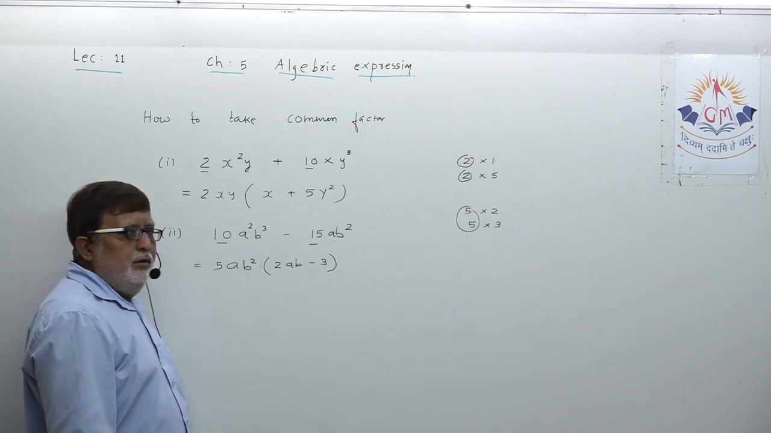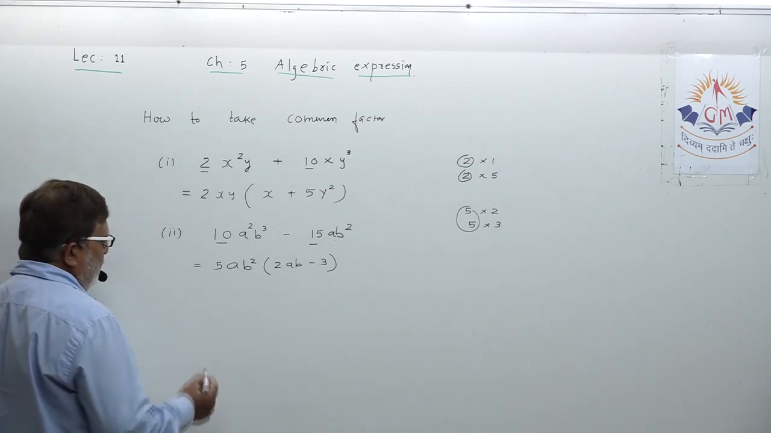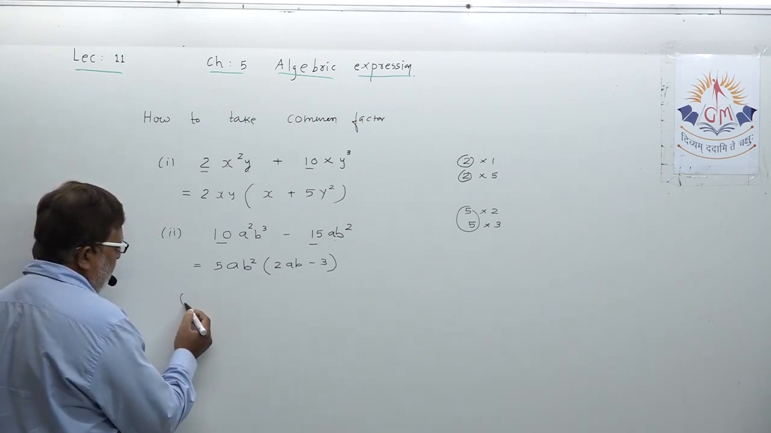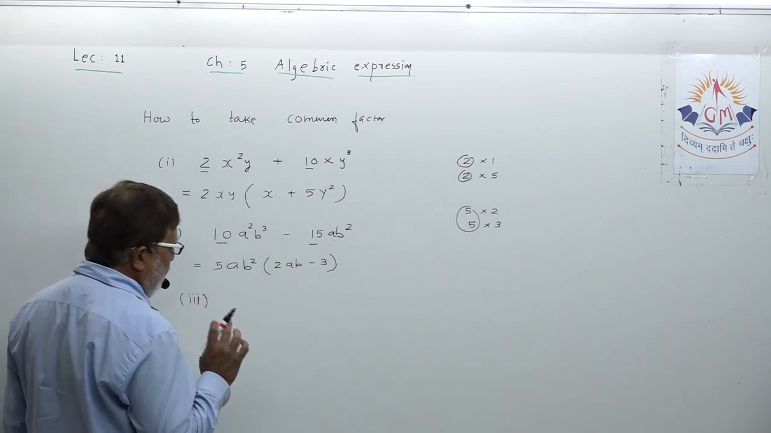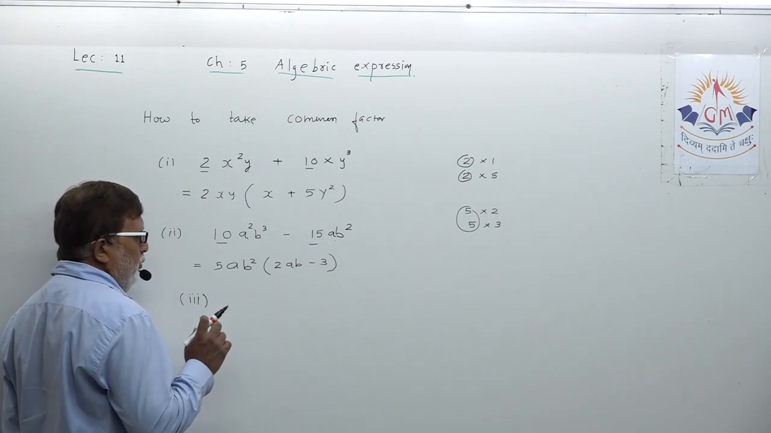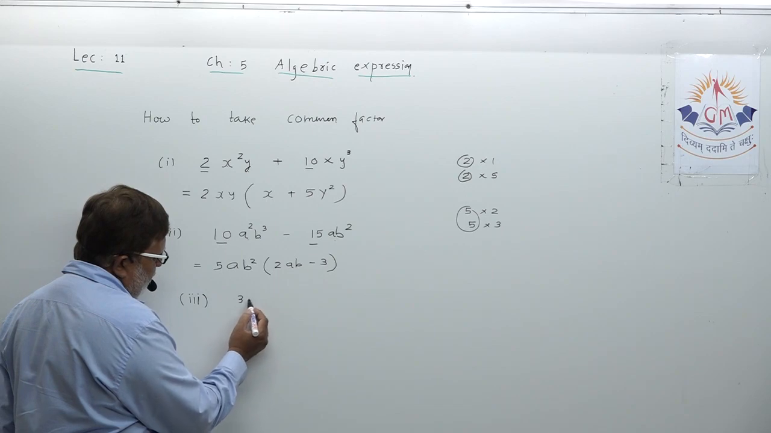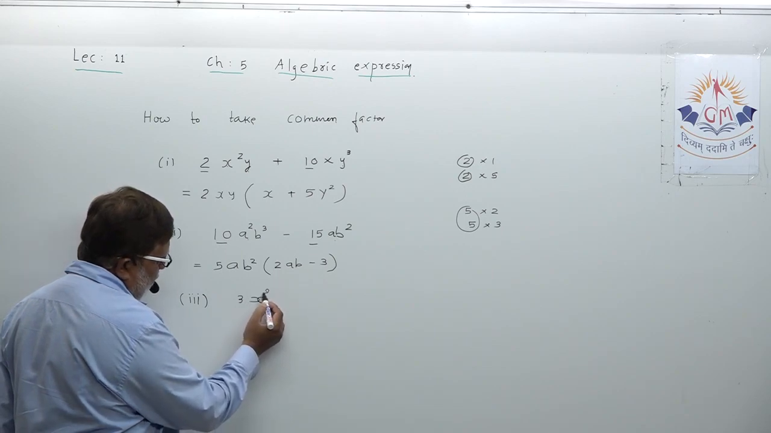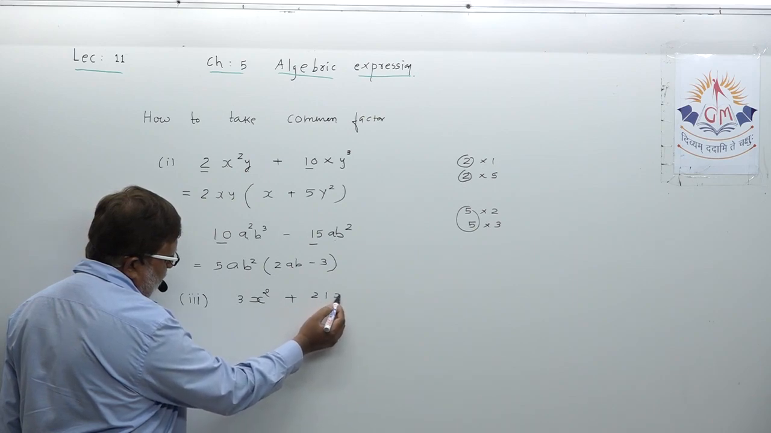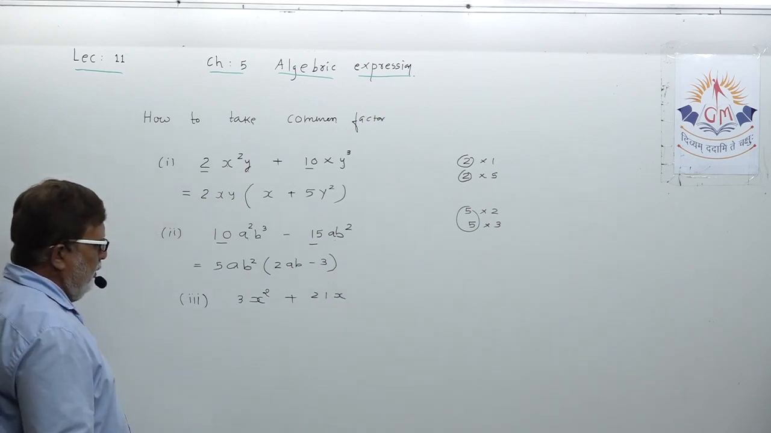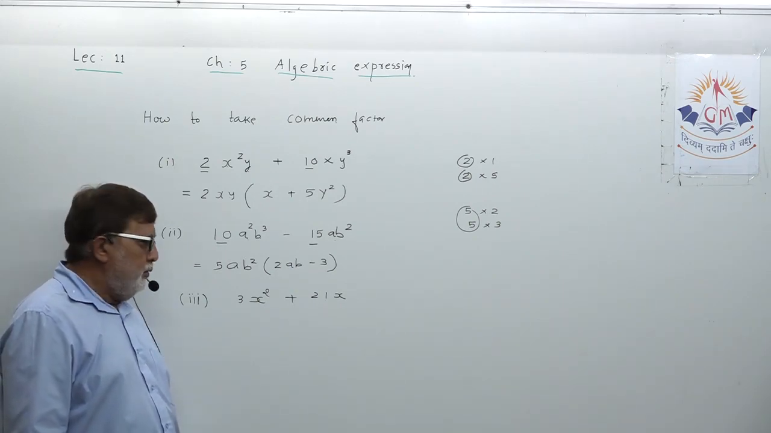Clear in your mind? This is necessary for you to understand compound factorization. One more, you should learn to take out common. Suppose I give you this, dear student: 3x square plus 21x, and I ask you to take out common.